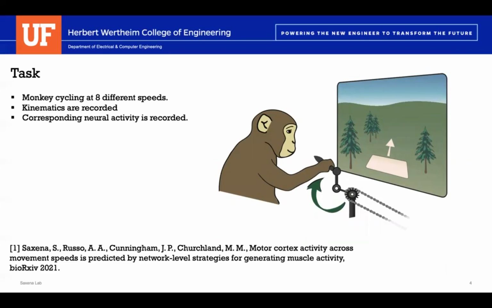Here we will look at the task that we use to implement the proposed strategy. A monkey was trained to produce a cycling movement at 8 different speeds for a juice reward. The kinematics and the corresponding neural activity were recorded. The neural activity was recorded from the motor cortex of the monkey. The data is obtained from Shreya Saxena's paper, which I have cited below. Further details about the task and experimental data can be found in this paper.